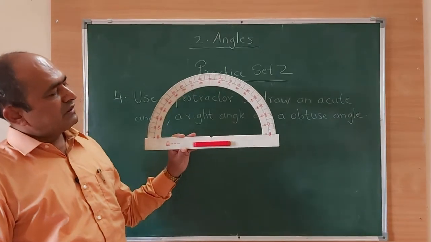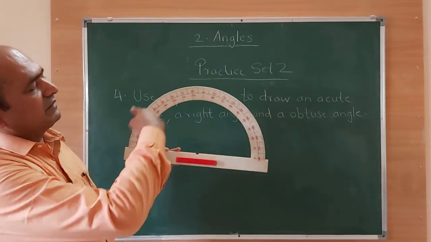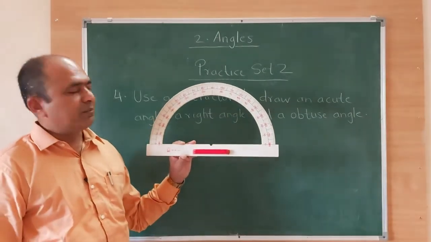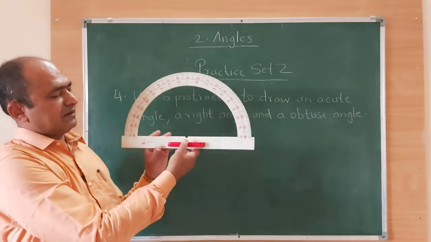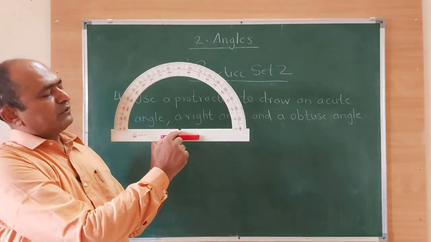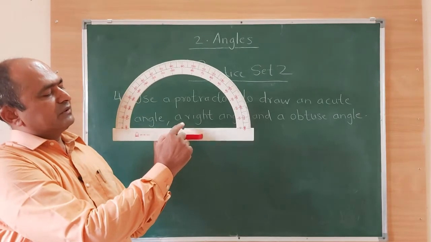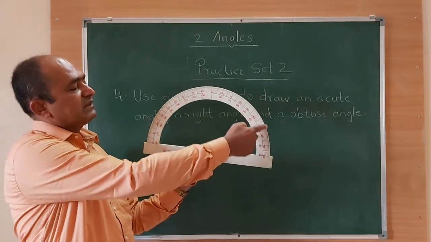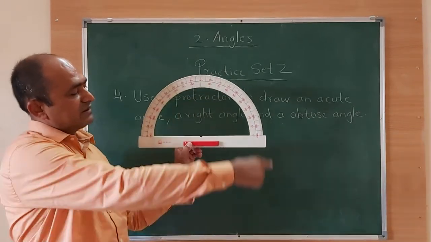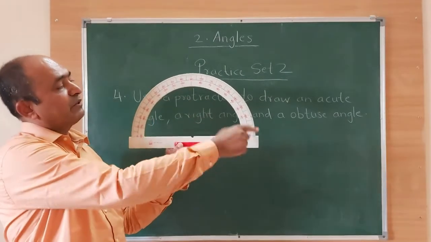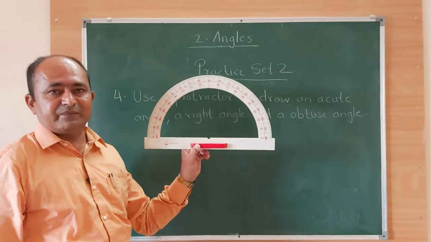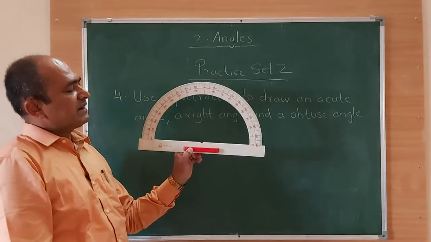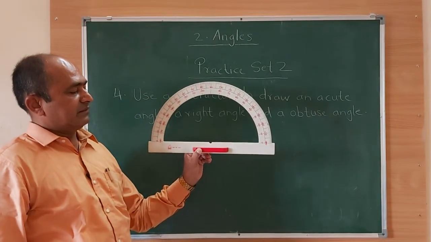Now as you see, a protractor is a semicircle. And one groove, can you see here? This is the center of the protractor. It is actually the center of a circle of which the protractor is a semicircle. So this groove is the center of the protractor.